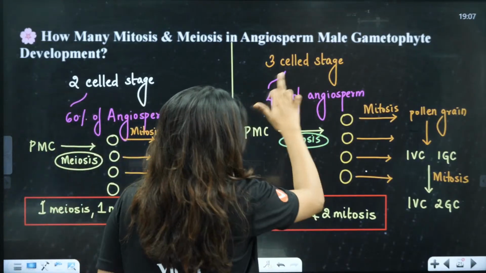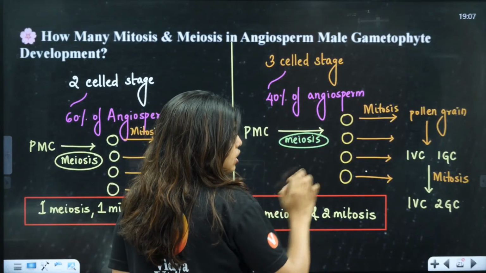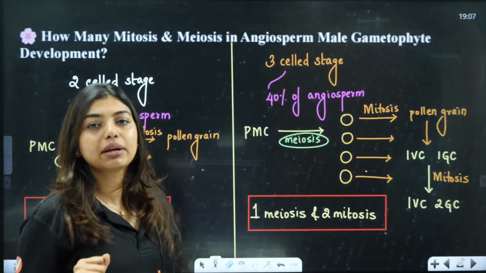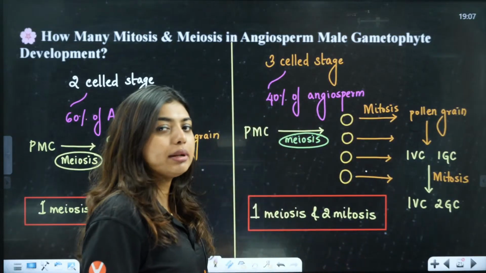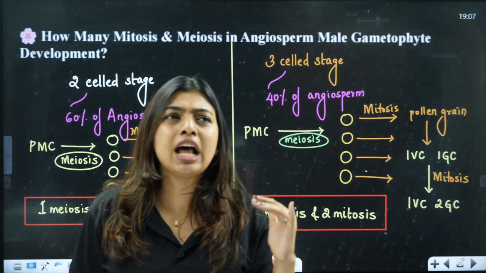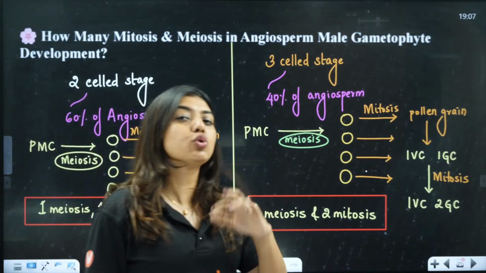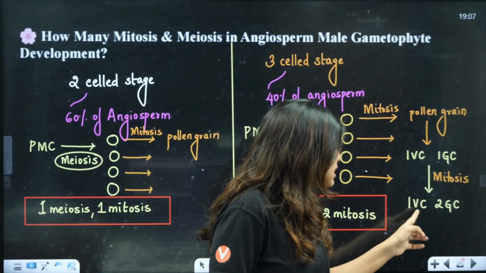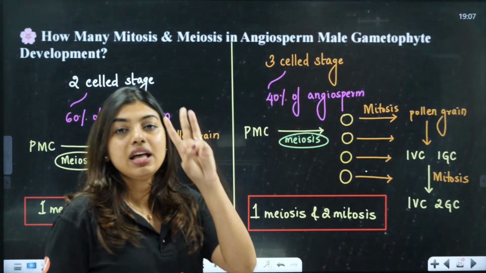Now look here, 3 cell stage students. 40% of angiosperms: the pollen mother cell will undergo meiosis and form a microspore tetrad. Each microspore can become a pollen grain. I already explained this, so each of them will do mitosis. Normally in a pollen grain there is one vegetative cell and one generative cell. But the generative cell, halfway, says: one male gamete, what will I do? I want 2 male gametes. So what will it do? It will undergo one more mitosis and we will get 1 VC and 2 GC, that is 1 vegetative cell and 2 generative cells, making it a 3 celled stage.